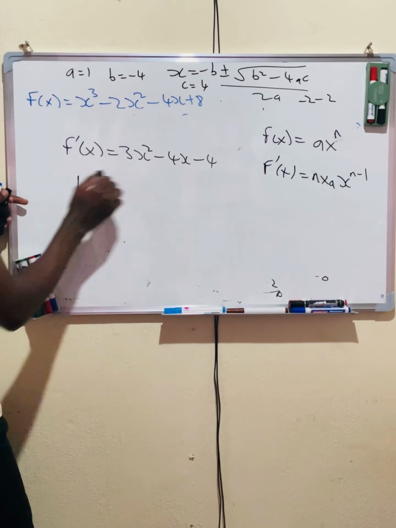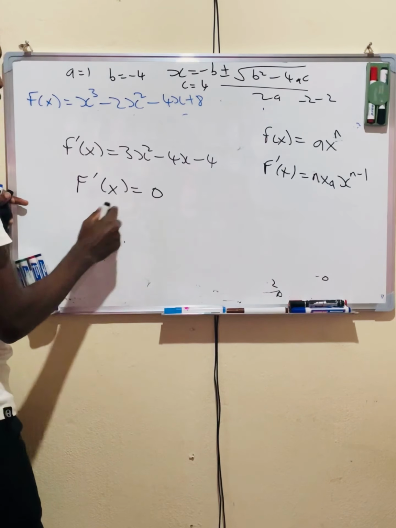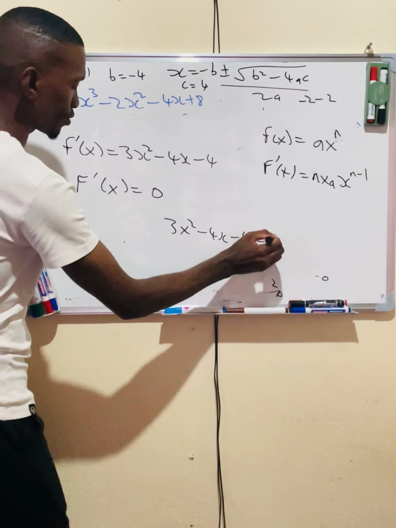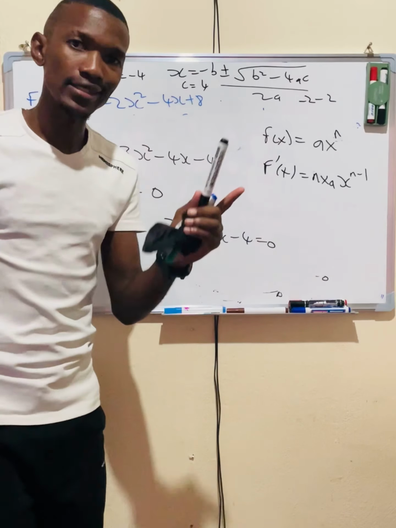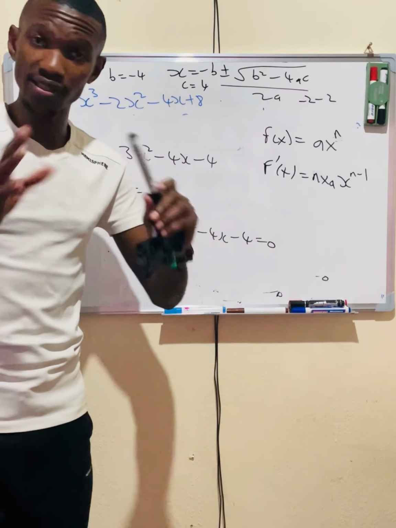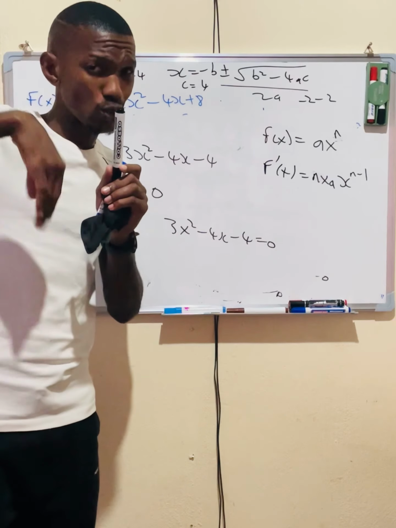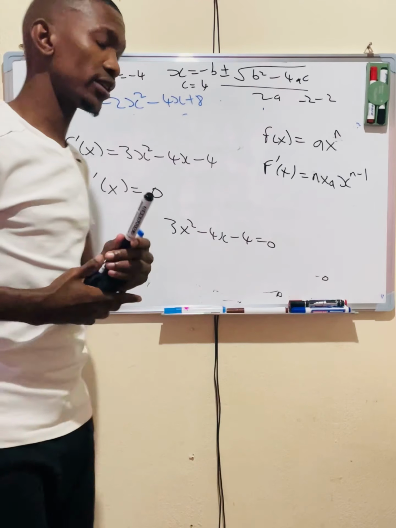So the answer is this one. You're going to say f prime of x equals 0, meaning 3x squared minus 4x minus 4 equals 0. Then when you solve this, you'll be getting the x-values of the turning points. That is how you're going to be doing the turning points. For now, I just want you guys to go and do it on your own, and then you'll see in the next video I'm going to be doing that for you.